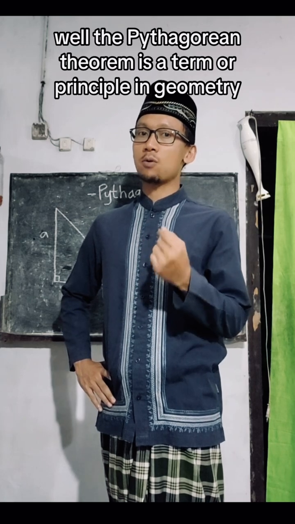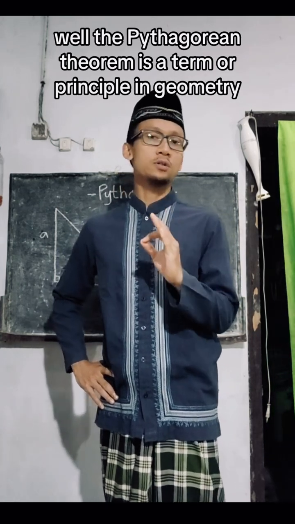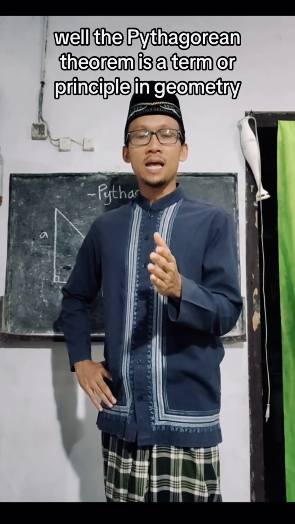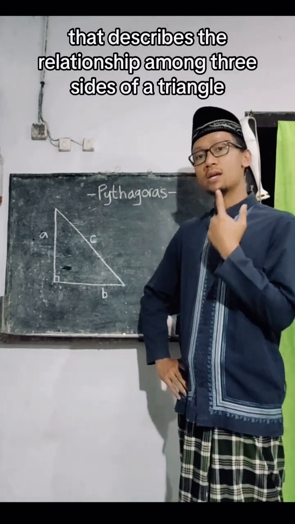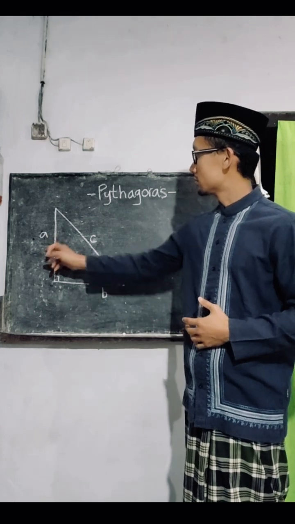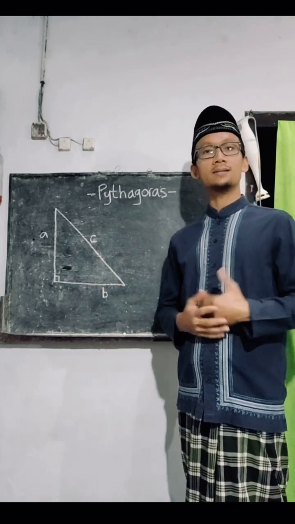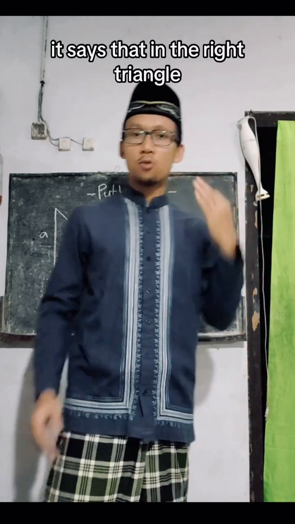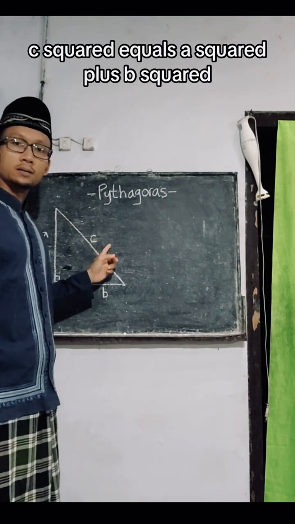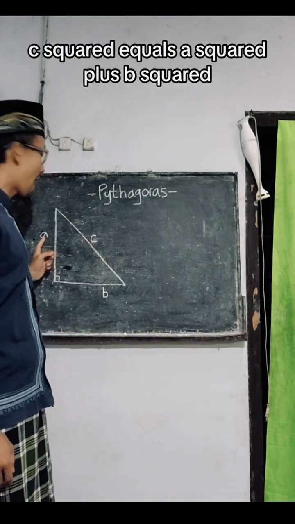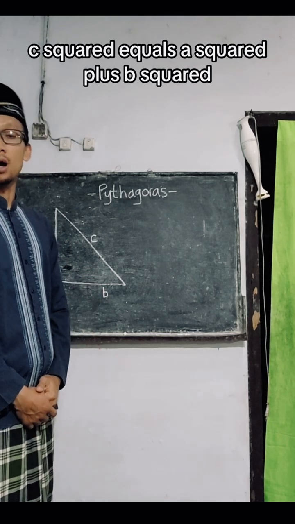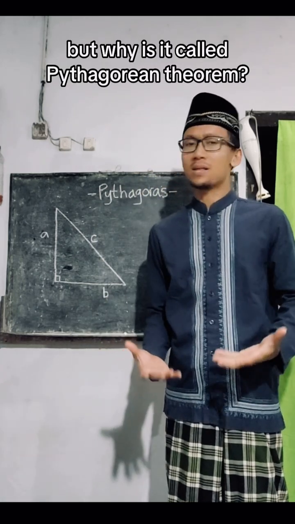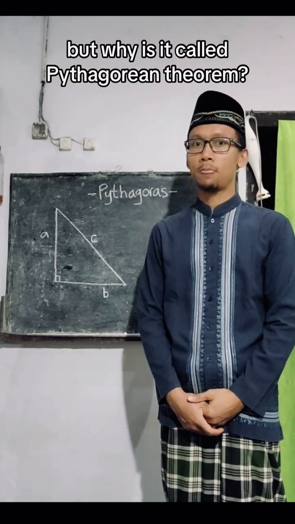Well, the Pythagorean theorem is a term or principle in geometry that describes the relationships among the three sides of a triangle. It says that in a right triangle, c squared equals a squared plus b squared. Aha, okay. But why is it called the Pythagorean theorem?